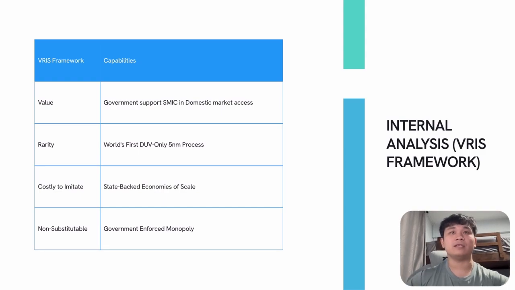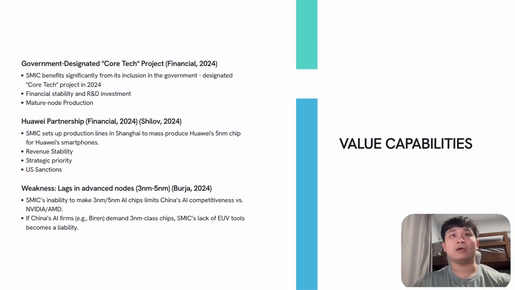Turning to SMIC's internal capabilities, the VRIS framework highlights how the company sustains its competitive edge despite external pressures. SMIC's value creation is anchored in two strategic advantages. First, its designation as a core tech project by the Chinese government in 2024 provides unparalleled financial stability and R&D funding, critical for sustaining mature node production that dominates its revenue stream.